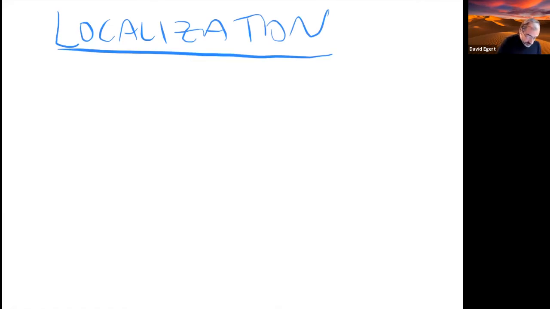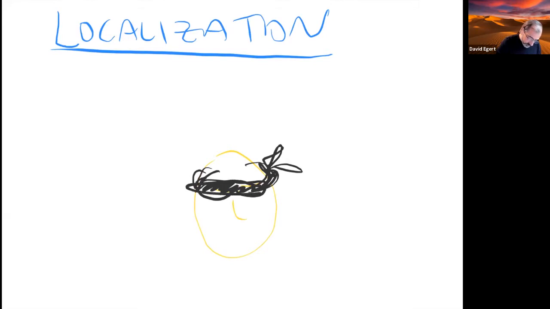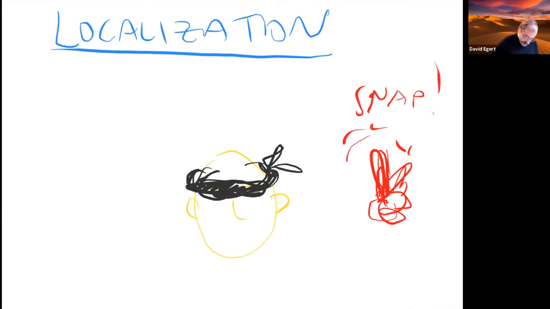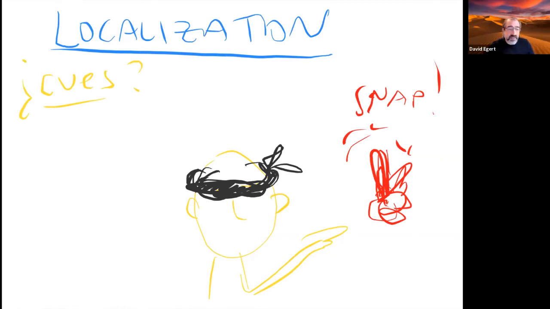The last thing I'll talk about, and then we'll go into the actual procedures, is localization. So if you're sitting here with your eyes closed, there's a blindfold on, and I'm trying to do a snap. Snap. This person can probably say, oh, the snap came from that side versus the other side. So we're going to talk about what cues, what information this person's nervous system and brain has to figure out that the snap came from there versus the other side.